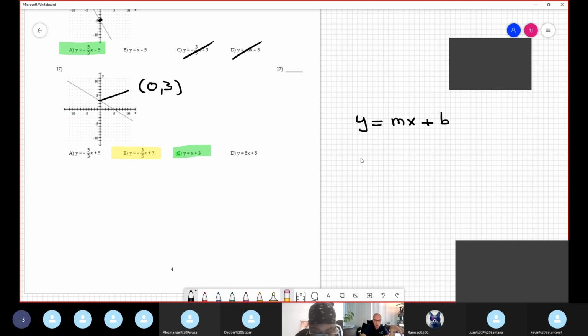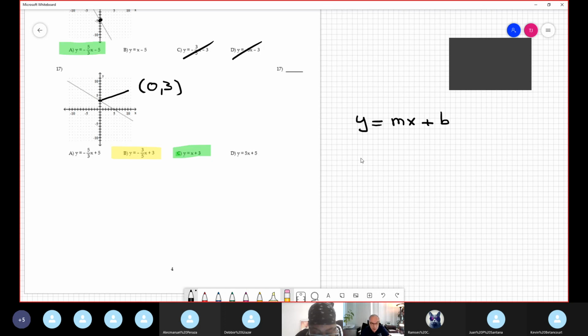A and D, no, because I see that b is 5. So you totally discard this possibility. No, because it's 5. The only possibility is 3, because this point is 3. It's the y-intercept. And the only one that has a negative slope is B. Boom.